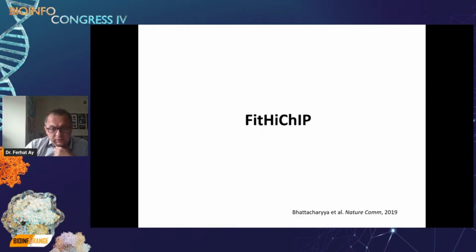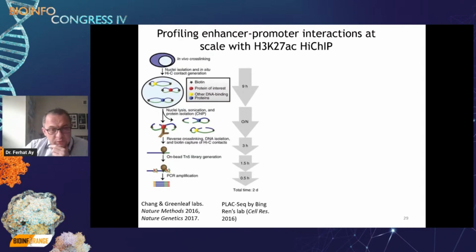Then the datasets or the assays have evolved, and so did our tools. We have developed a tool called FitHiChIP for analyzing data that comes from an assay called HiChIP. HiChIP is essentially like Hi-C, so you're trying to understand the 3D genome organization, but you want your sequencing money to be spent on regions that you care the most about and not on other places.